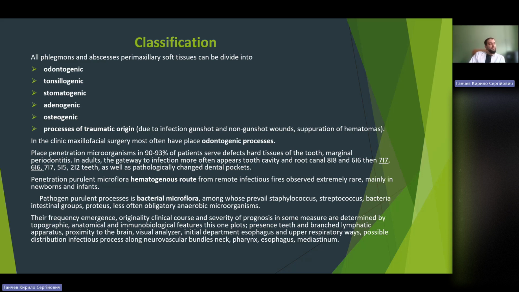So when we talk about traumatic origin, it means that we have some trauma. It could be anything, as you can see: gunshot, non-gunshot wound, hematomas, separation of hematomas and others. Do you understand what a gunshot wound is, right?